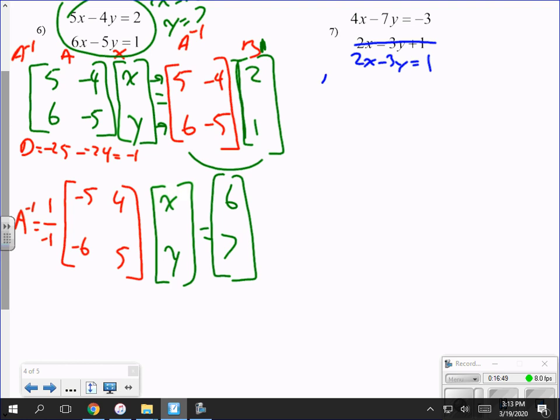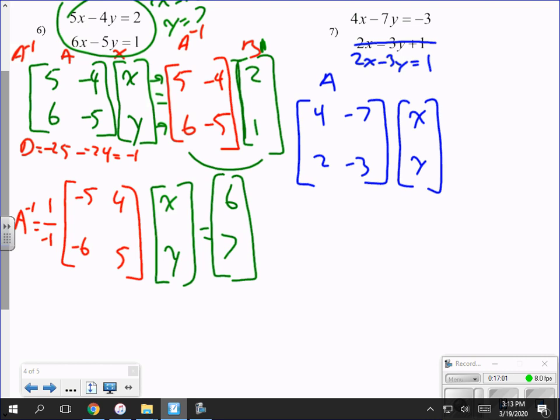So my A is the coefficients 4, 2, -7, -3. X is the variables x, y. And then B would be my solutions, -3 and 1. Okay, so I have A, X, and B. And to find my answer, I need to find A inverse and multiply it times B.